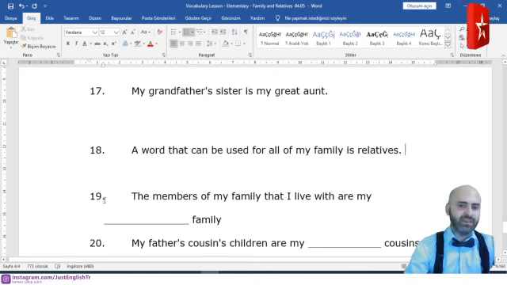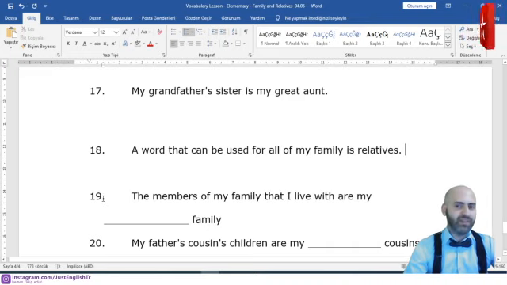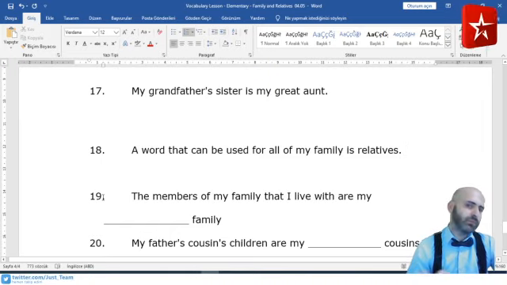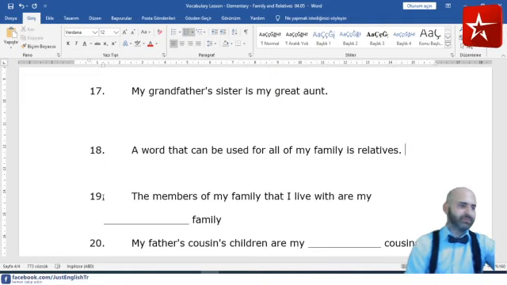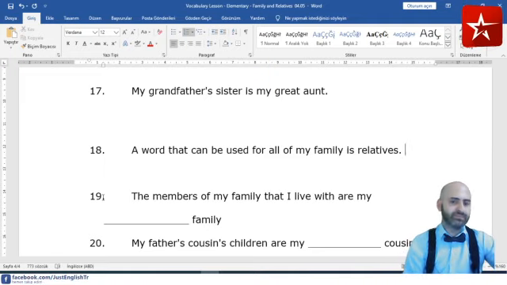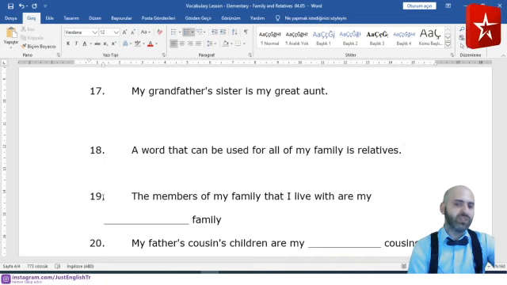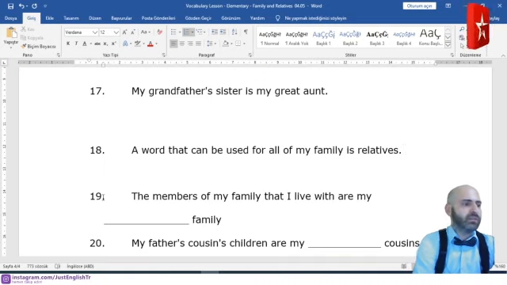Question number 19, the members of my family that I live with. So my mother, my father, I live with my mother and father, for example. What do I say? What kind of family? We learned these words today in the beginning of first half of my lesson.